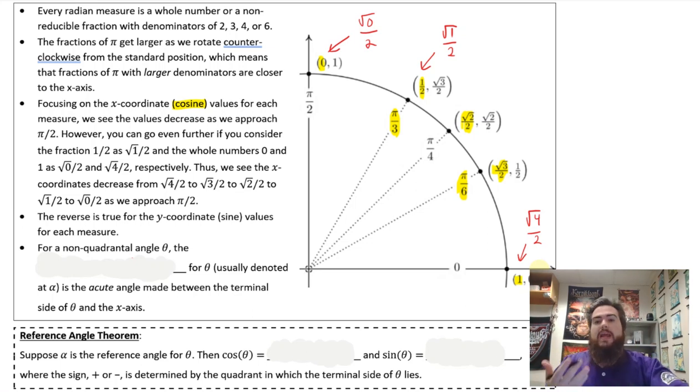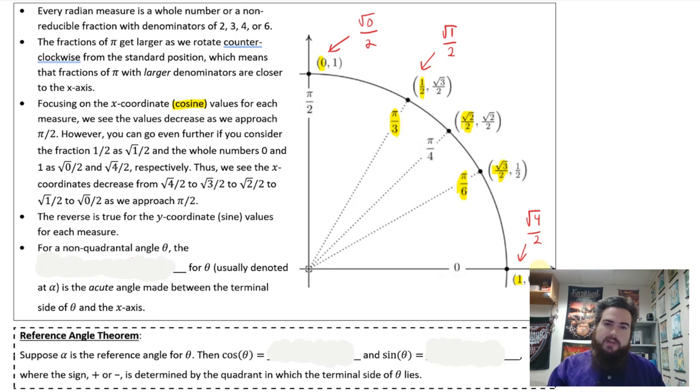Now, one of the main concepts there was what I was talking about in terms of pi over 6 and 5 pi over 6 and 7 pi over 6, all having the same x and y coordinates, but with different positive and negative values depending on their position. That brings us to our last bullet here.